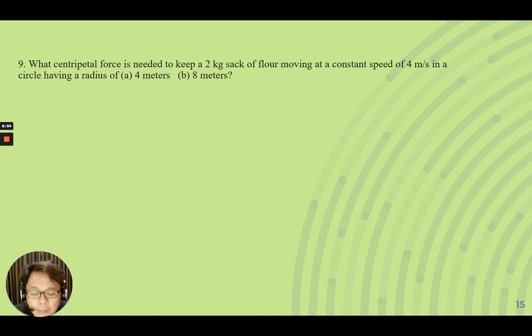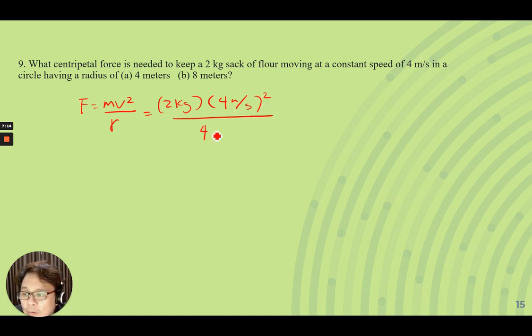Okay, so for number 9, our working equation would be F equals m v squared over r. Okay, the m is 2 kilograms given, and the speed is given 4 meters per second, square it, then divided by 4 meters. Okay, so we compute for this. You get 8 newtons. Puro 1 SF lang siya, yung letter A.